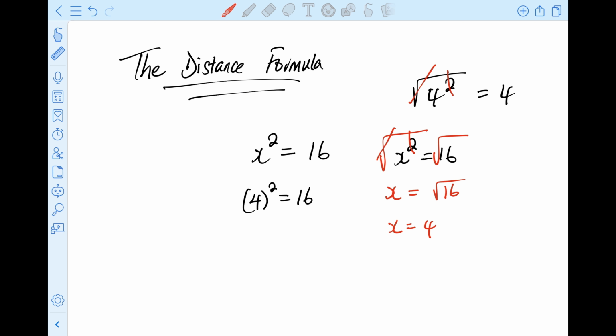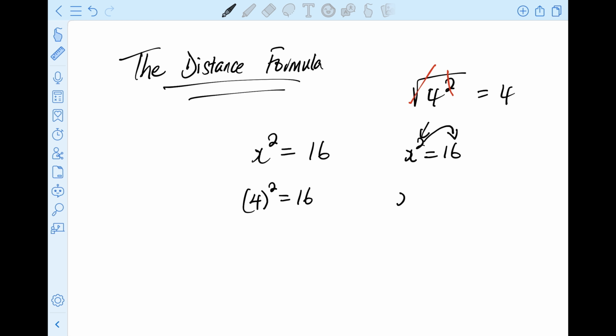Now, there's another way. I'm going to erase this and do that again. If I have x squared is equal to 16, because the opposite of a square is a square root, I can move the square over the equal sign and it will become a square root. So x will be equal to the square root of 16, which is 4. This is something we should be able to do based on our lesson yesterday.